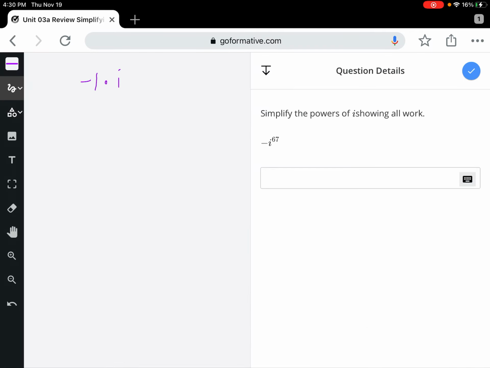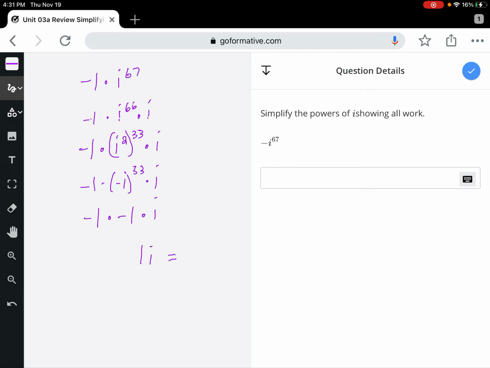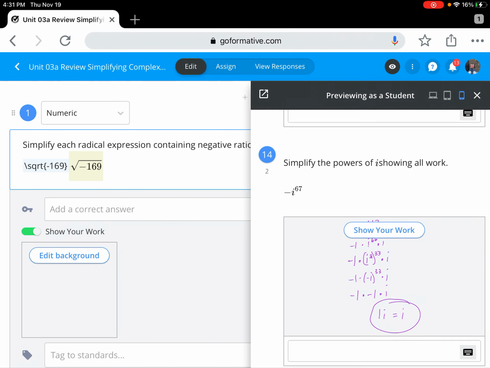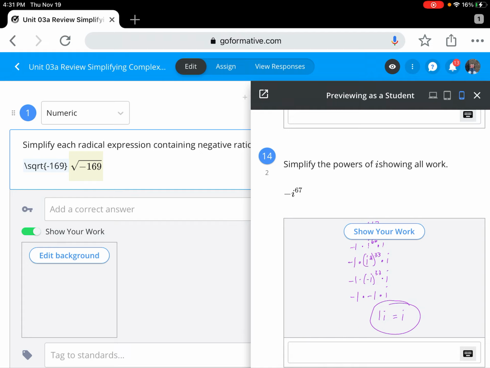This one's very similar, i to the 67th. Negative 1 times i to the 66th times i squared to the 33rd times i, negative 1 to the 33rd times i, which is going to be 1i or just i. And that's it for those.